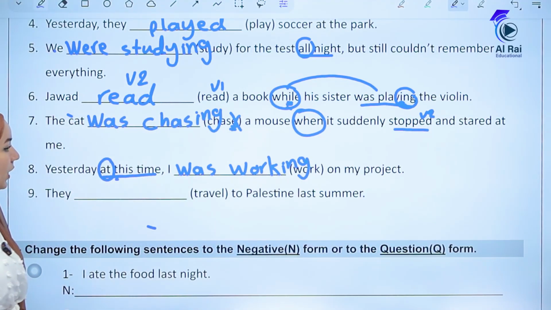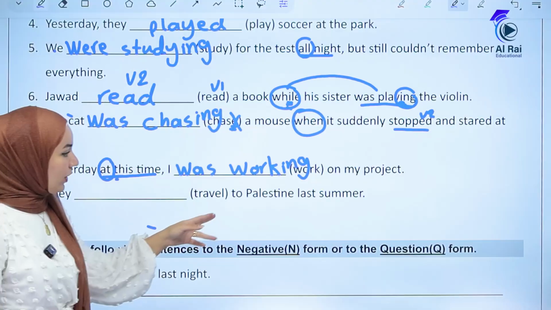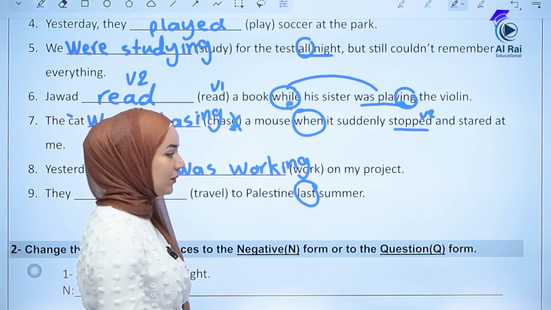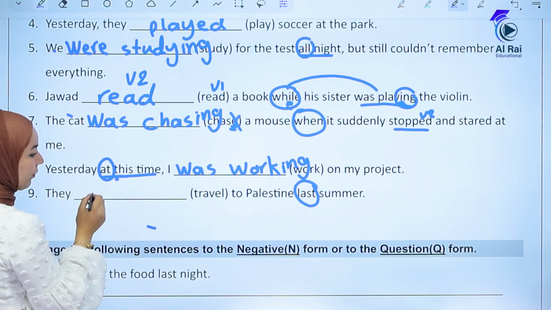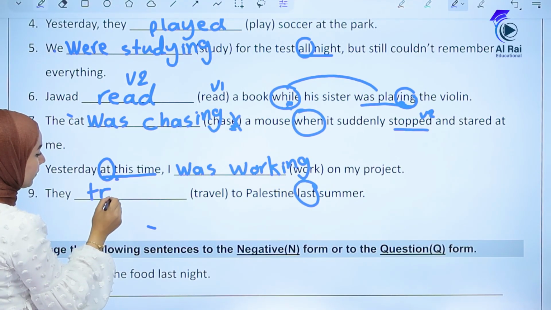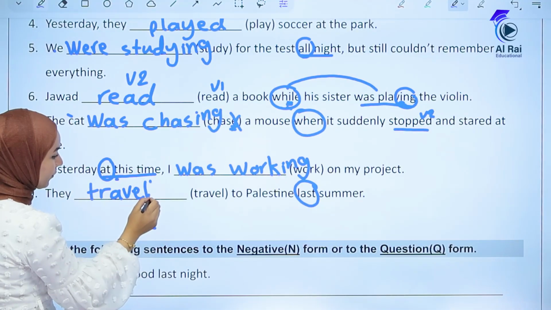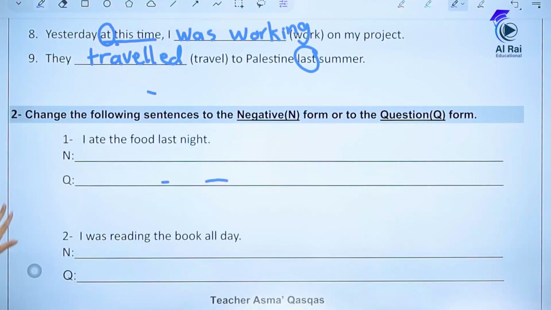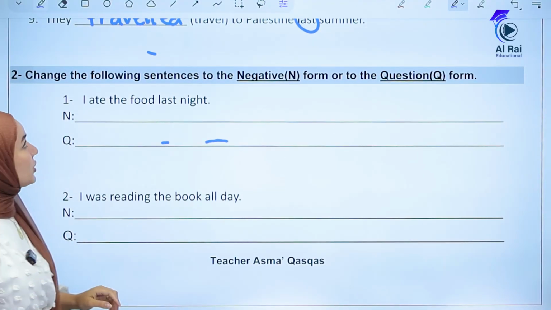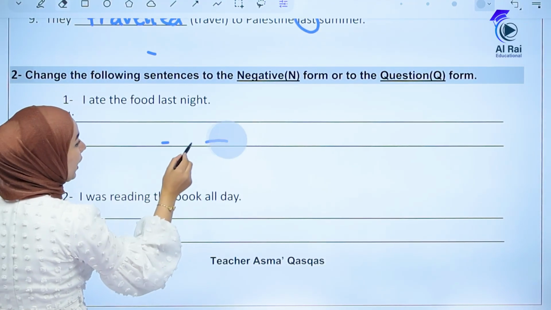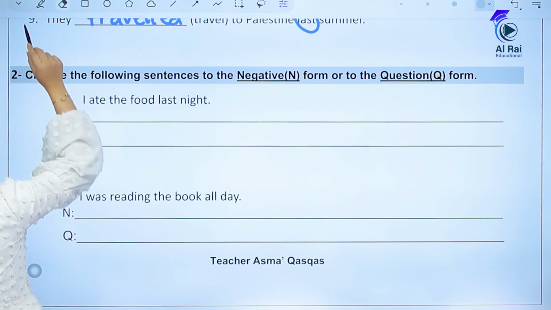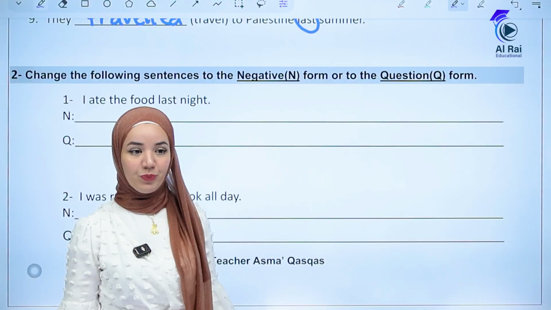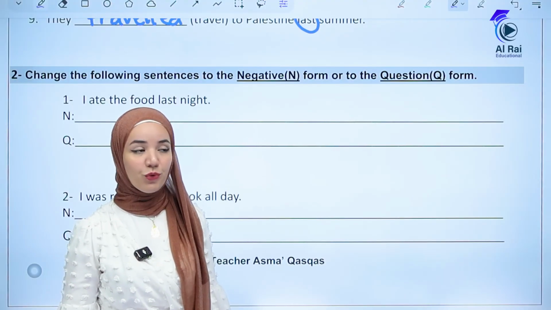Good? The last one, they traveled to Palestine last summer. Last, it's a keyword for past simple. Because of that, I need verb 2 for travel. Traveled, okay? So this question is very important, and actually I like these questions too much because they help you how to make full sentences, questions, or negative forms.